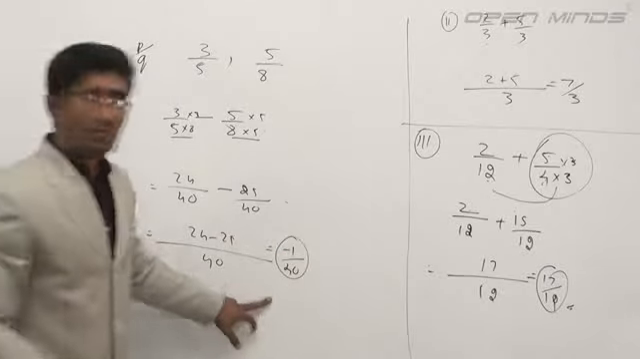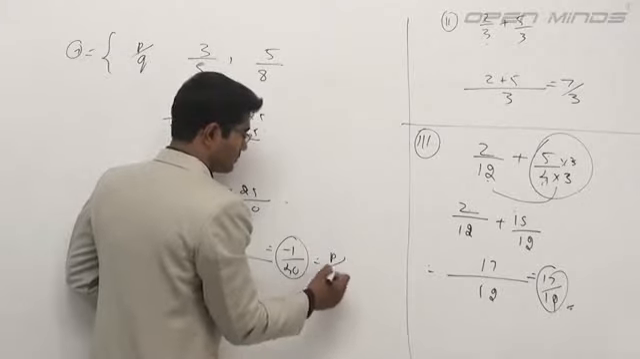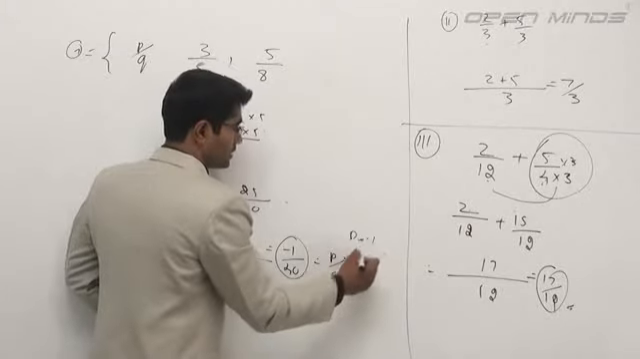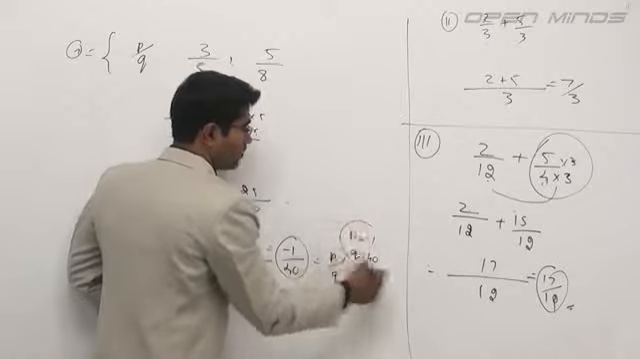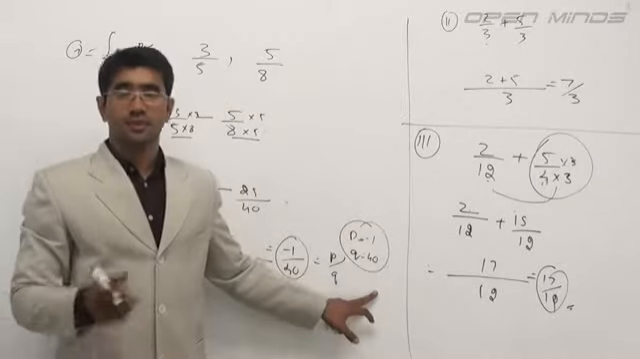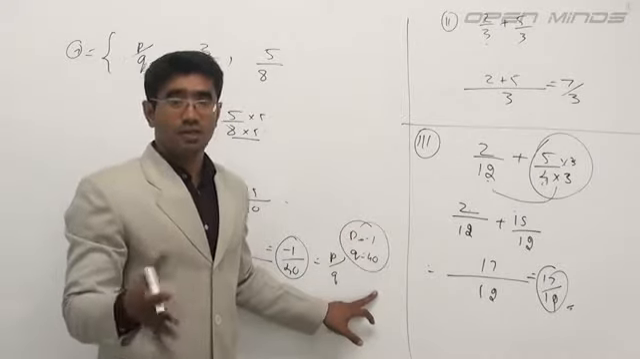Is that looking like p by q? Yes, it is p by q, where p is minus 1 and q is 40. And both of these are integers. Integers are basically positive and negative numbers, yes.